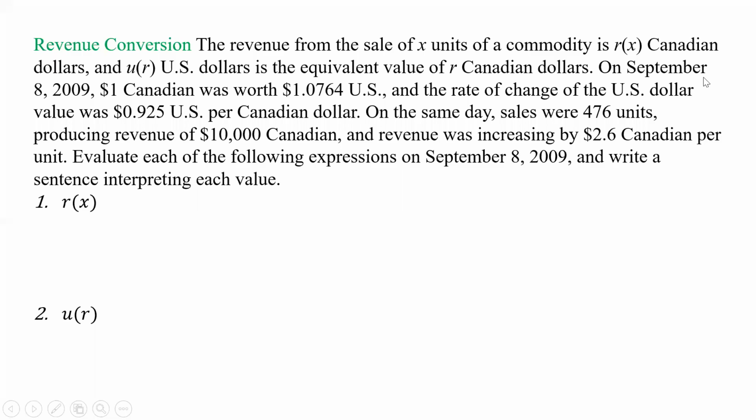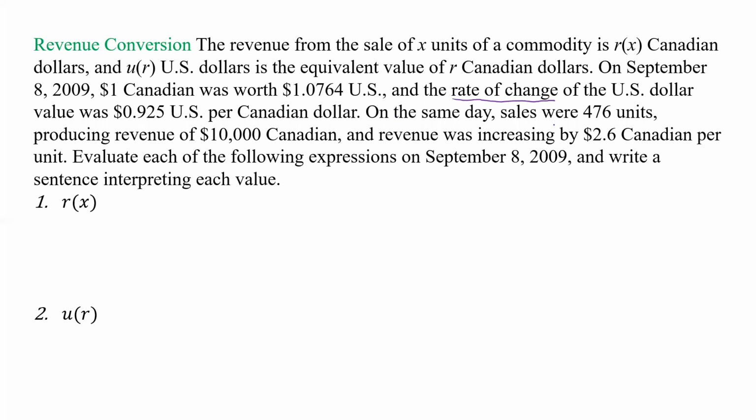Okay, so here we're supposed to interpret what's being said. It says the revenue from the sales of x units of a commodity is R(x) Canadian dollars, and U(R) US dollars is the equivalent of R Canadian dollars. On September 8th, 2009, one Canadian dollar was worth 1.0764 US dollars. And the rate of change, that's a key thing here, the rate of change of the US dollar value was 0.925 US per Canadian dollar.